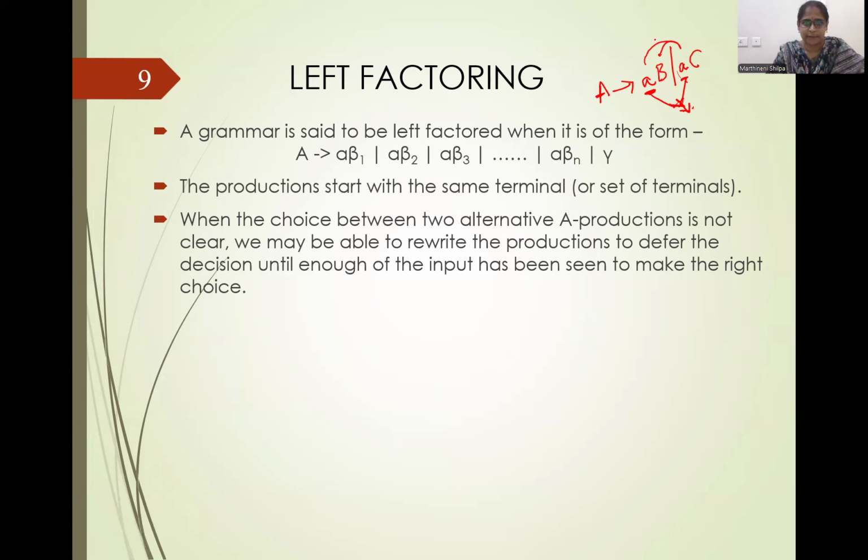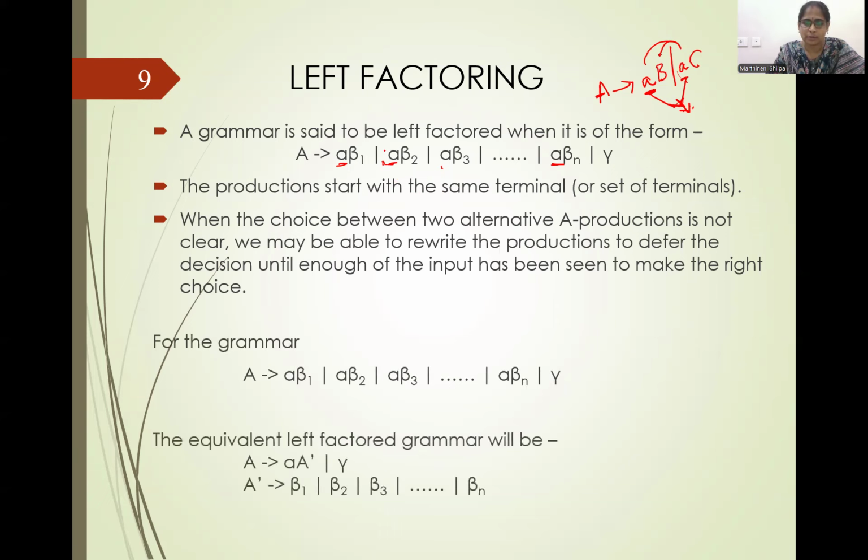A grammar is said to be left factored when it is in the form of A deriving alpha beta 1, alpha beta 2, alpha beta 3, and alpha beta n, like this. That means all the productions start with the same terminal symbols. So it is difficult to choose which production is to be chosen to derive the given input string. So this left factoring should be eliminated to construct top down parsers.